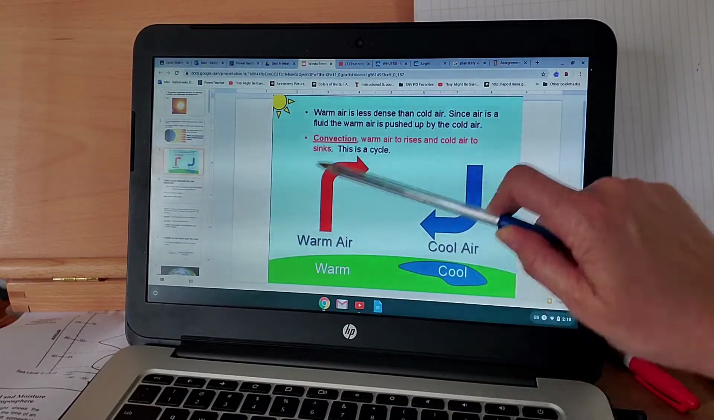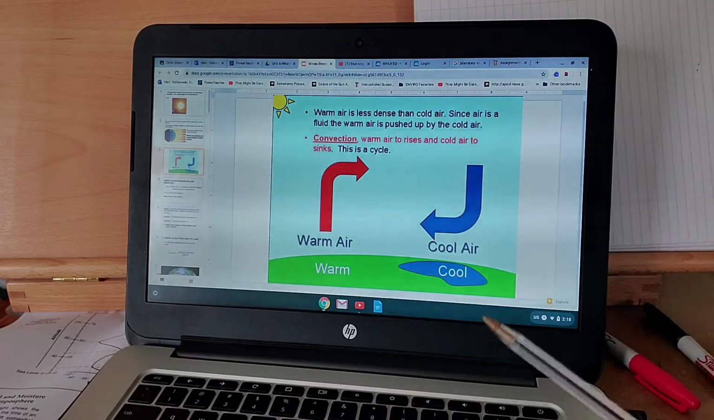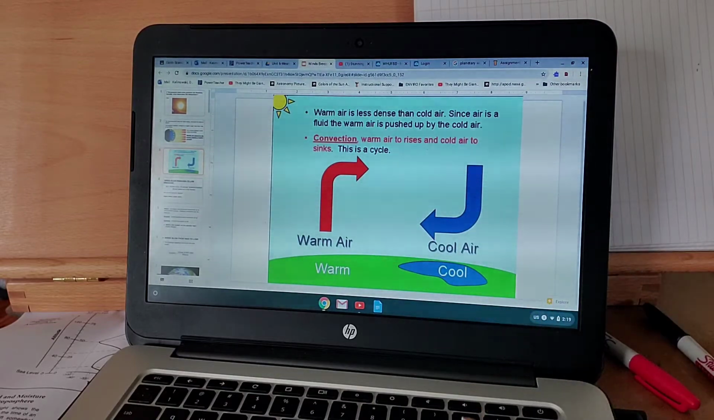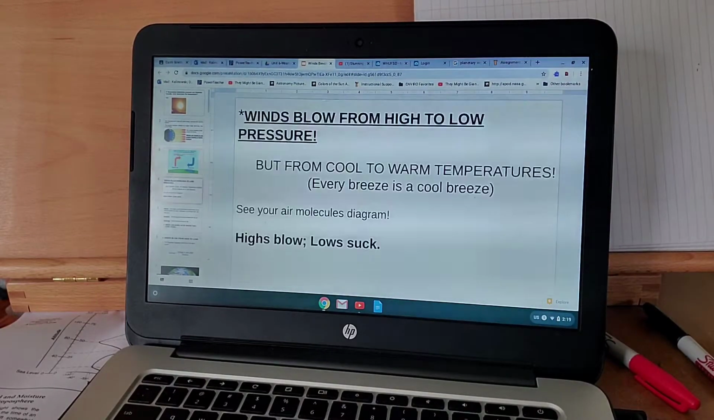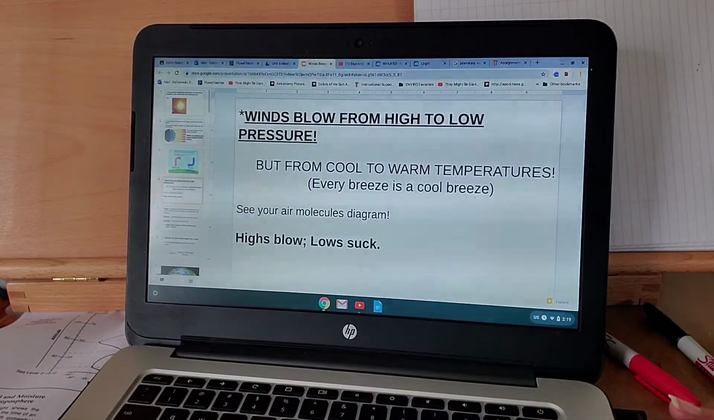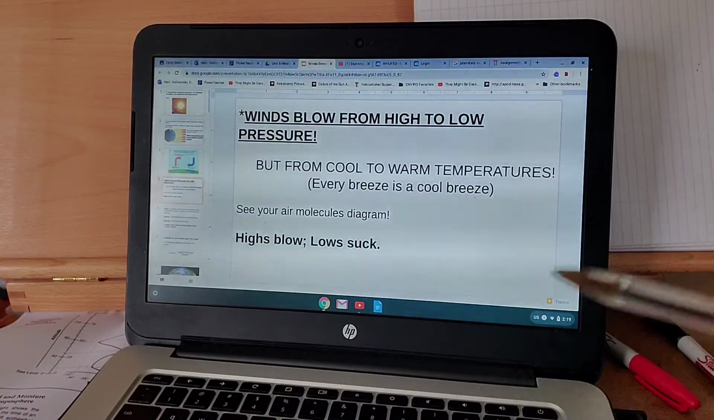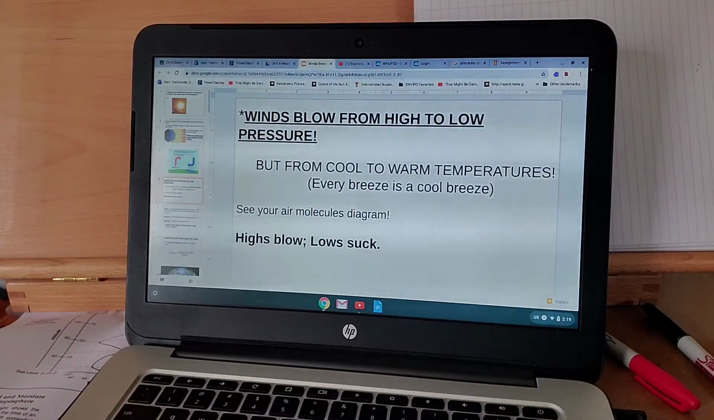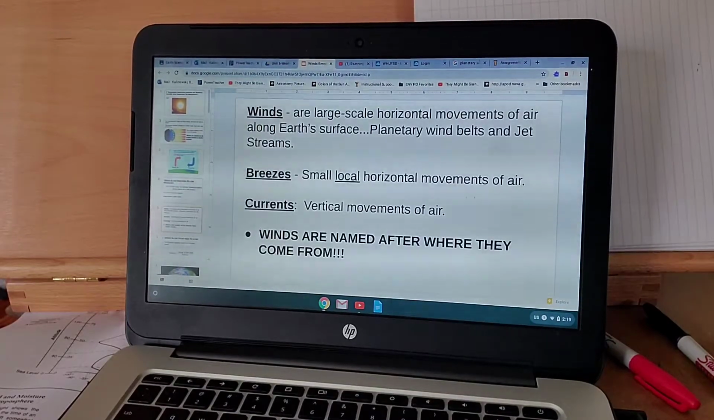And this beautiful cycle is called convection, and it happens in all fluids. Please remember that fluids are liquids and gases. Gases are fluids. They're not liquids, but they are fluids. And convection occurs in fluids. Okay? Critical understanding: winds blow from high to low pressure. Winds blow from high to low, but from cool to warm temperature. Every breeze is a cool breeze. Check out your air molecules diagram, which is the one I just showed you. Highs blow, lows suck. Good.